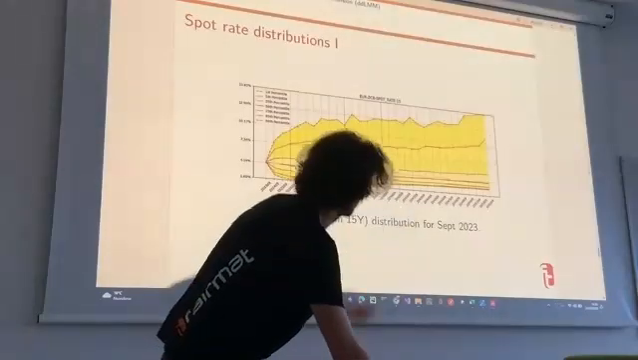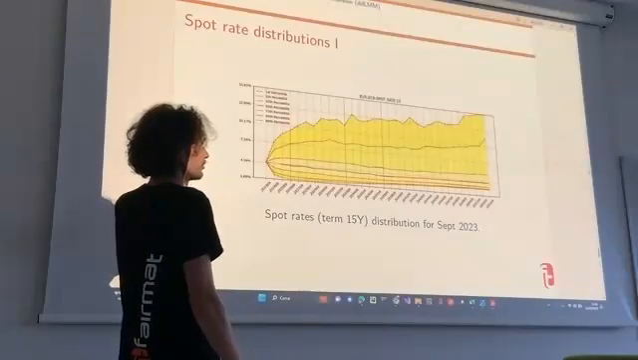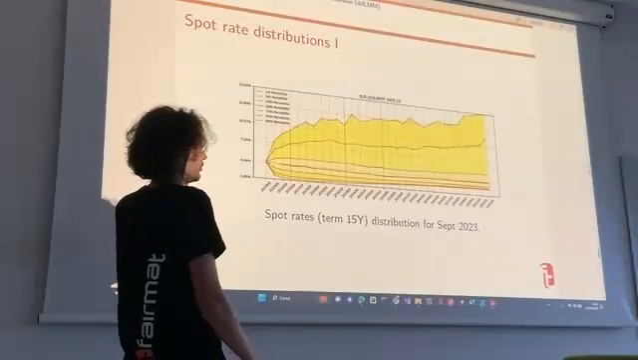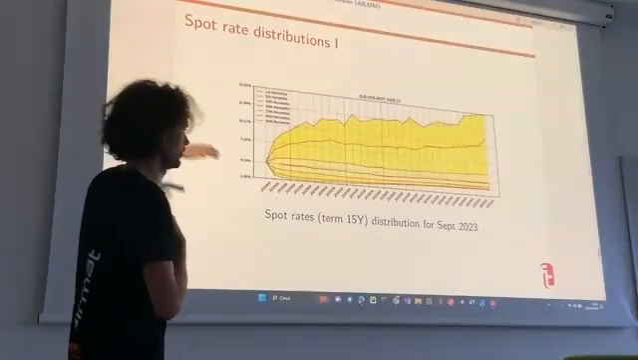Okay, here we have some distributions of our stock rates for the term.